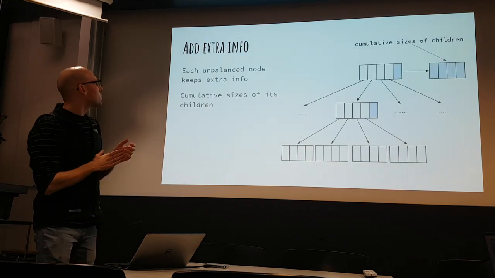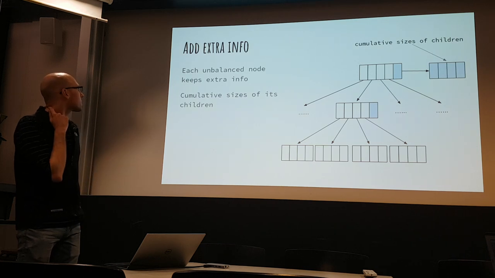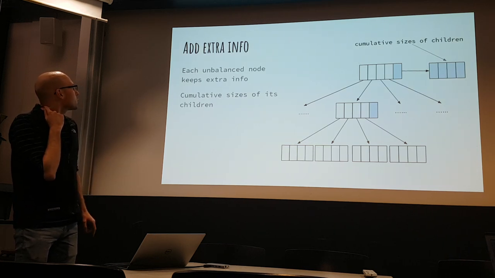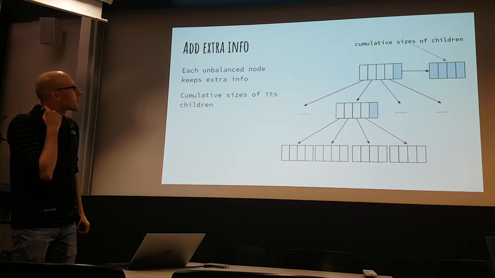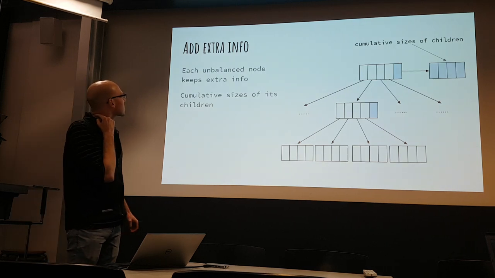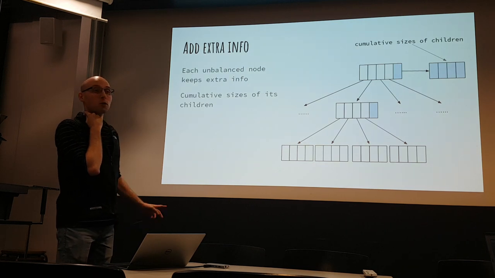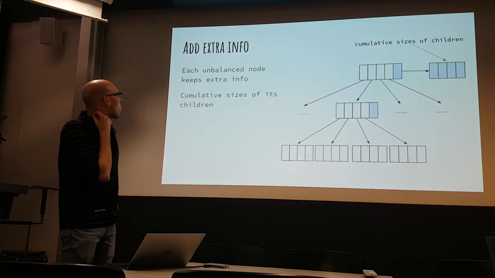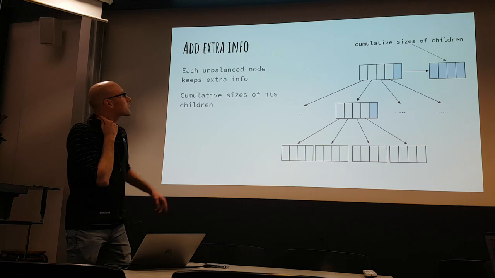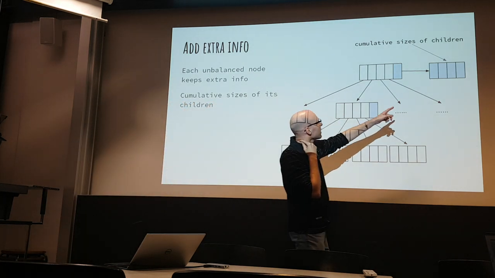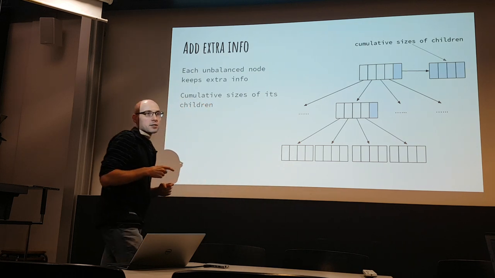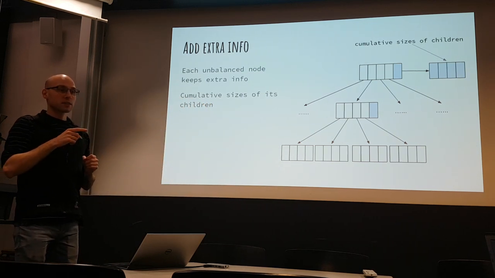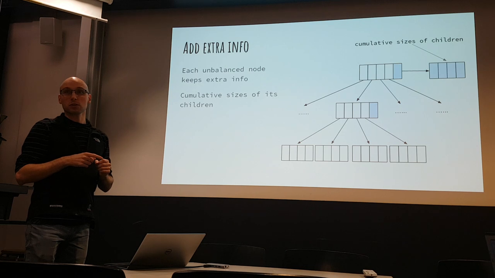So the solution that they came up with is essentially each node that is not full, or in a way not balanced. Balance is probably not the right word. Each node that is not full, or that has children that are not full, keeps essentially side information that records the sizes, the cumulative sizes of all the children.